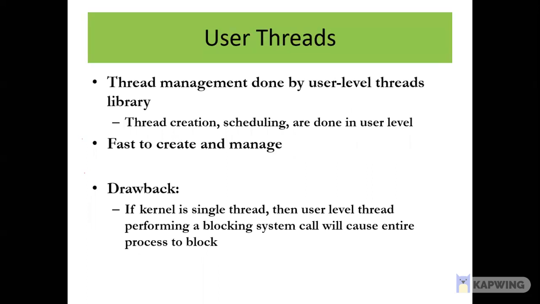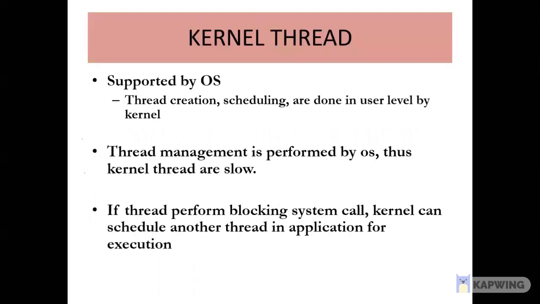And the advantage is that it is fast to create and manage. Kernel threads are supported by the OS; thread creation and scheduling are done by the kernel. The kernel will interact, and all the activities are carried out by the kernel only, whether to create, delete, or modify, whatever operation is done by the kernel. Thread management is performed by the OS, thus kernel threads are slow.